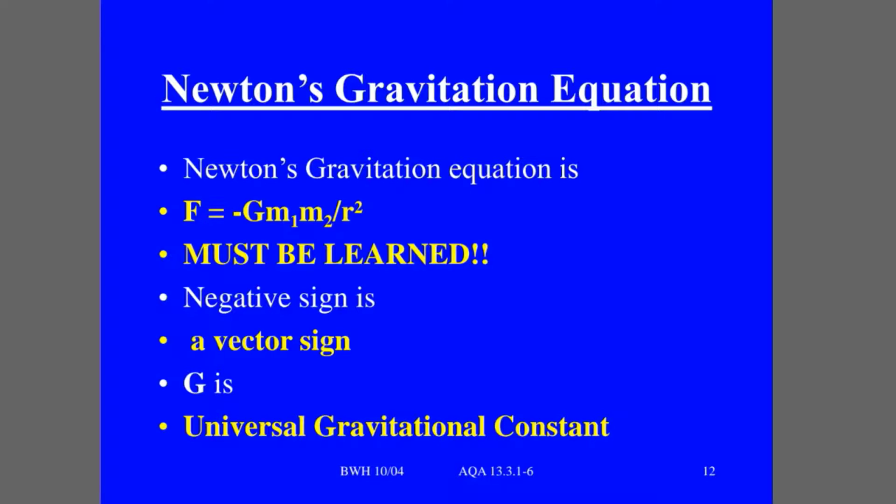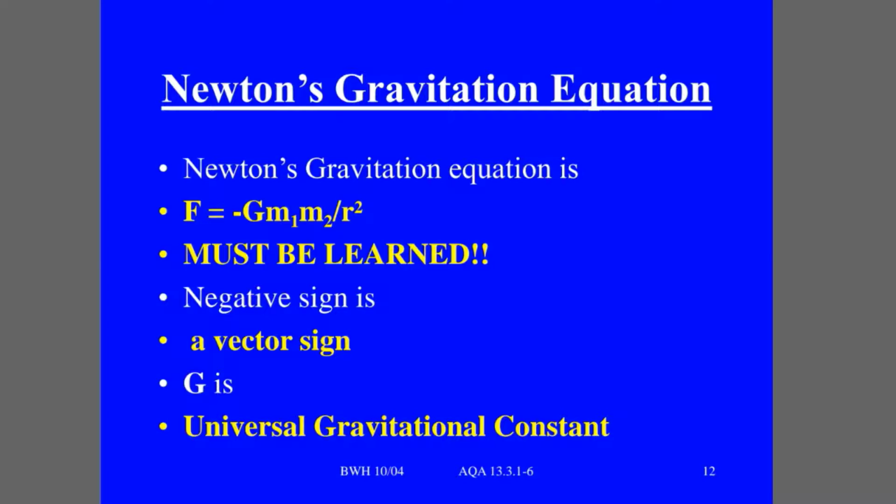Equation. Newton's gravitation equation is F equal to minus G m1 m2 by r square. The equation must be learned one more time. The negative sign is a vector sign. G is the universal gravitational constant here. m1, m2 are the masses. Then go to another slide.